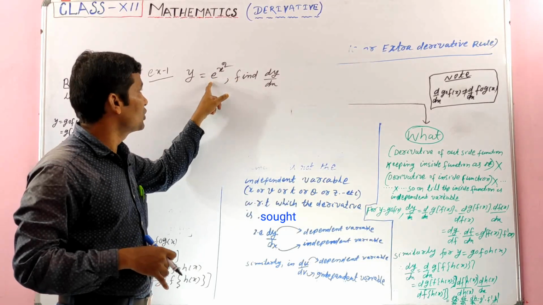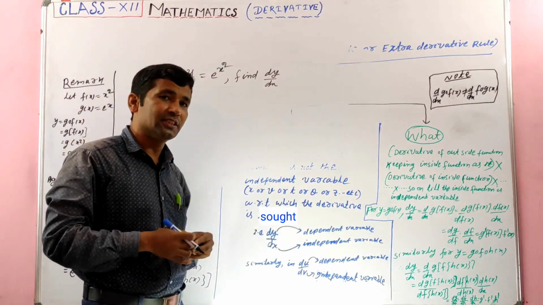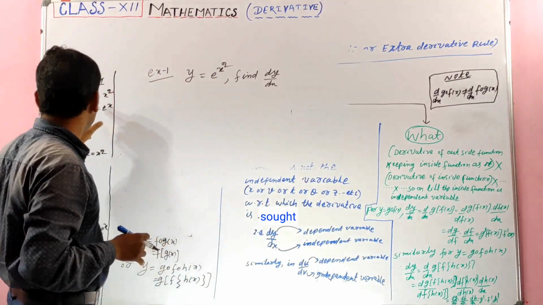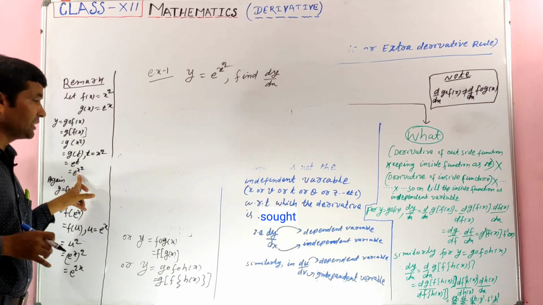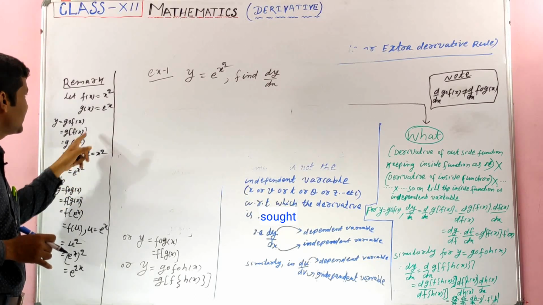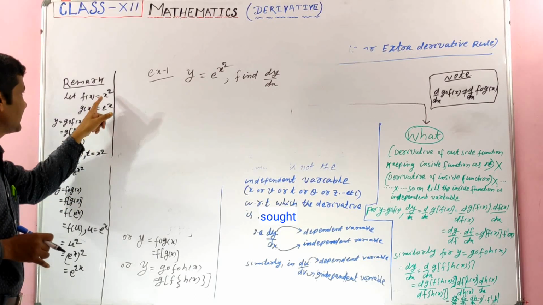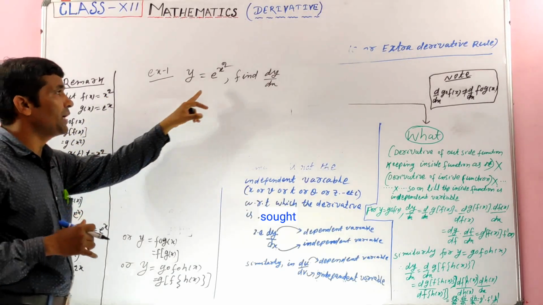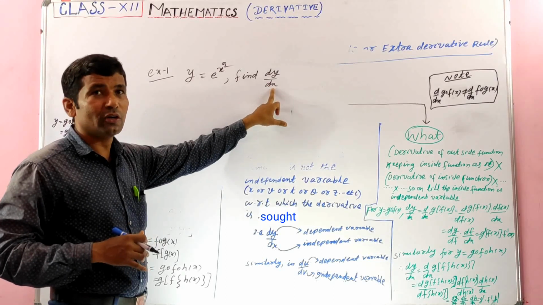Now look at that function. Does the function contain inside only x? No, it is x squared. Here we have e to the power x squared. Our outside function is e to the power x. The inside function is x squared. So their composition is e to the power x squared. But the derivative is asked with respect to x.